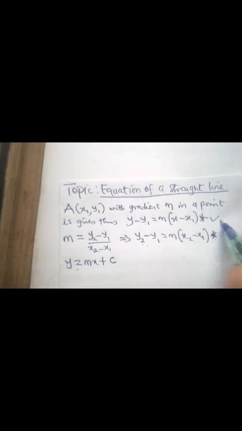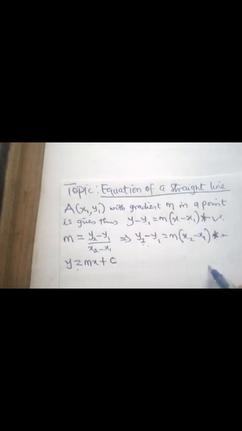Is that okay? Good. Now let's actually go with these two conditions, when it passes through 2 points and 1 point. Let's look at when it passes through 1 point, which is this first one here.